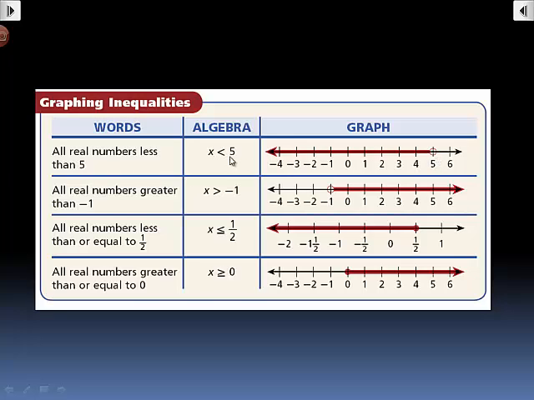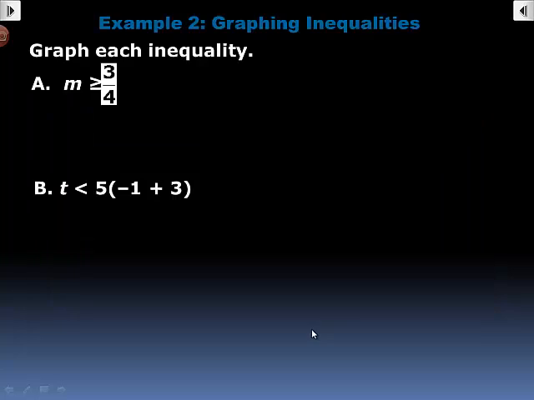And we're shading all the numbers that are less than 5. Here, x is greater than negative 1. It's an open or empty circle because there's no equal sign there. And we're shading all the numbers greater than negative 1. x is less than or equal to 1/2. Since equal to is a possibility, we're going to have a closed circle or a filled circle. If x is greater than or equal to 0, you're going to have a closed circle and it goes to the right.